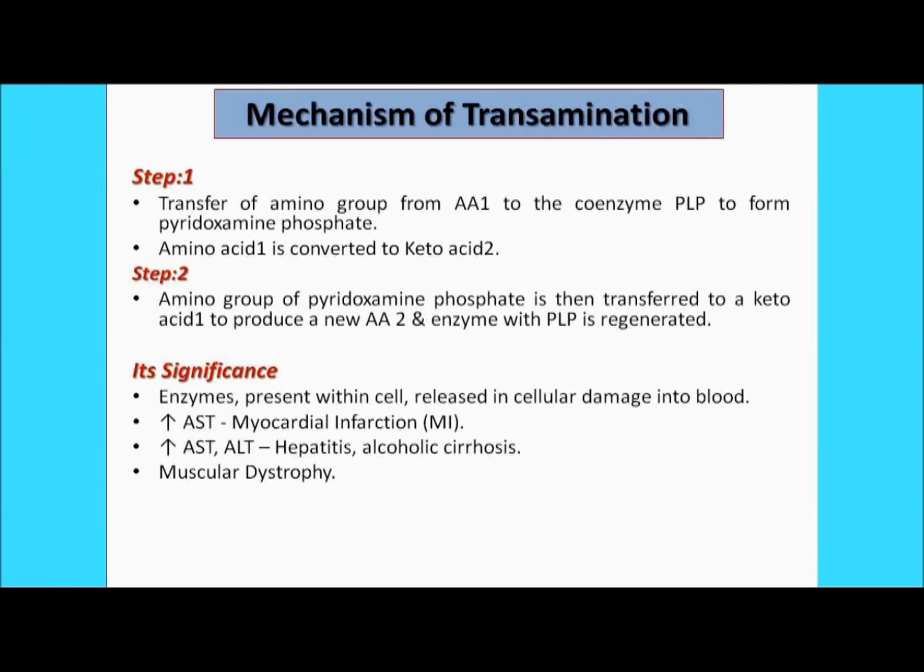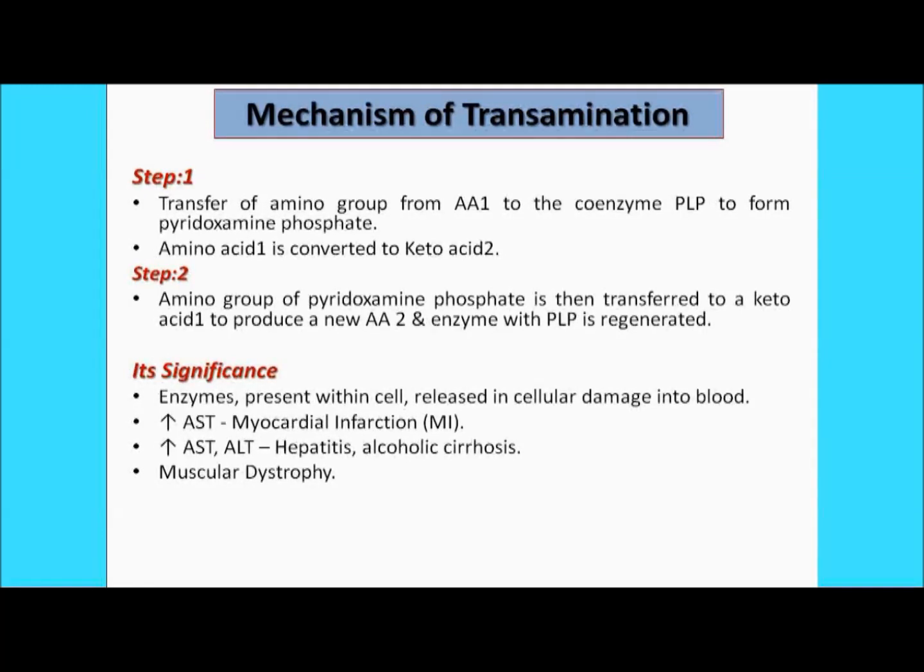Now what is the significance of transamination? Basically, the first significance is that the enzyme is present within the cells. It is released into the blood upon cellular damage. So if the cell gets disrupted or damaged, then these enzymes which are responsible for the transamination reactions get distributed into the bloodstream, right?